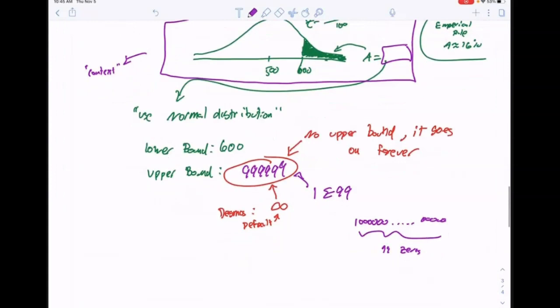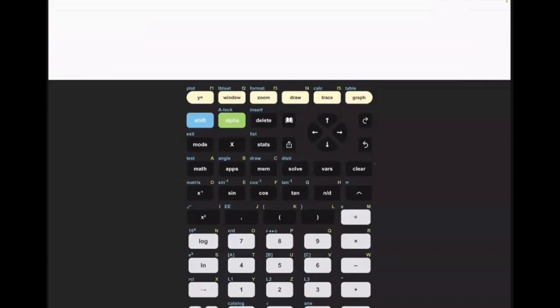Okay, so let's do it. Let's use the traditional calculator first. Second distribution, normal CDF. My lower bound on this picture is 600, and my upper bound goes on and on and on. So I'm just going to say a really big number like that. That's infinity for us. And my mean is 500, and my standard deviation is 100.